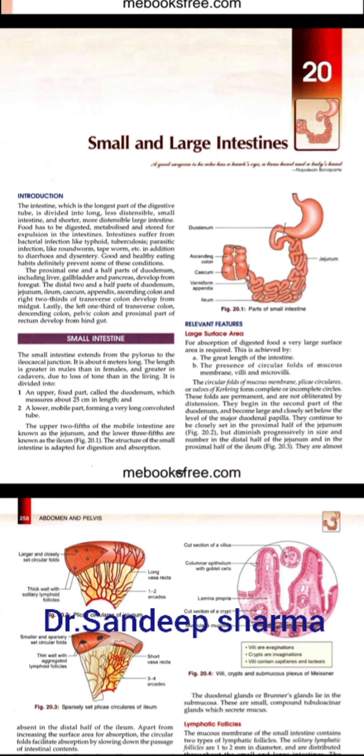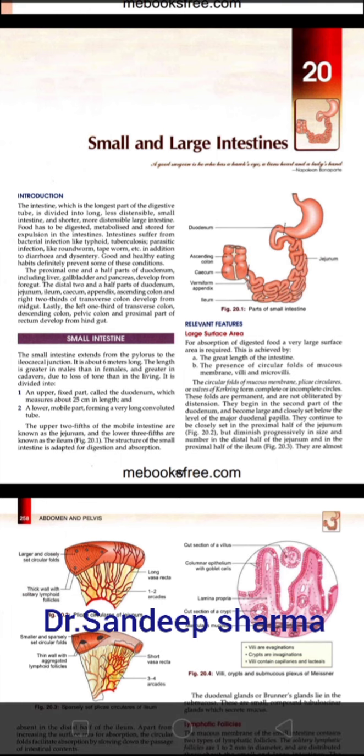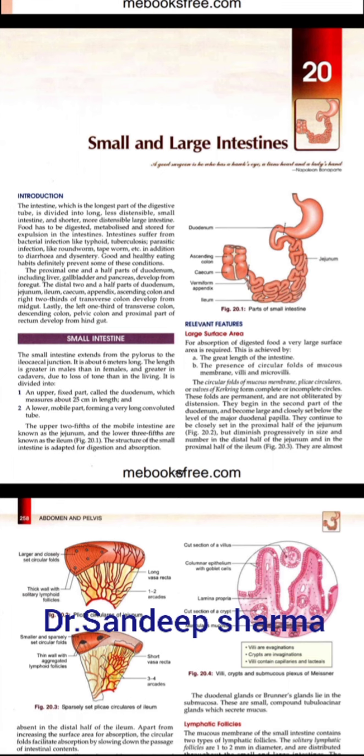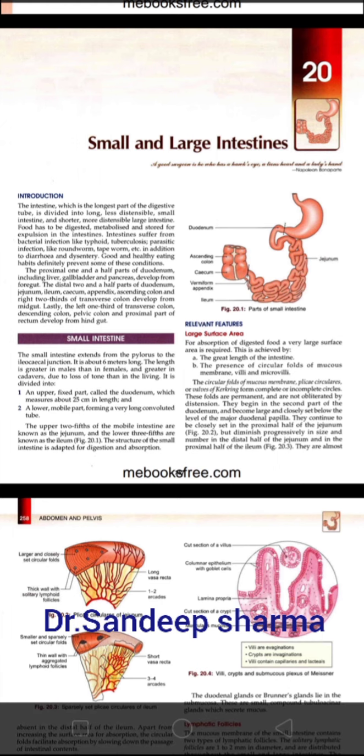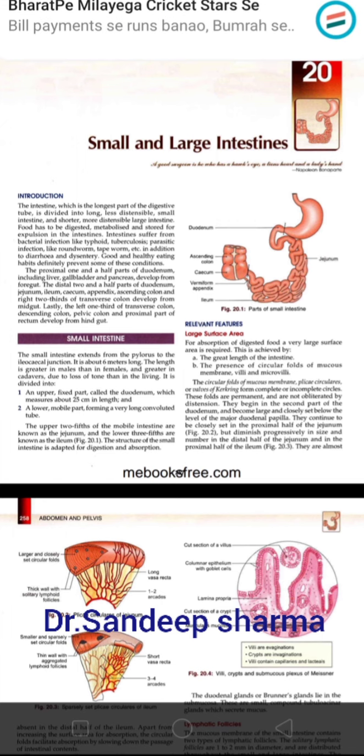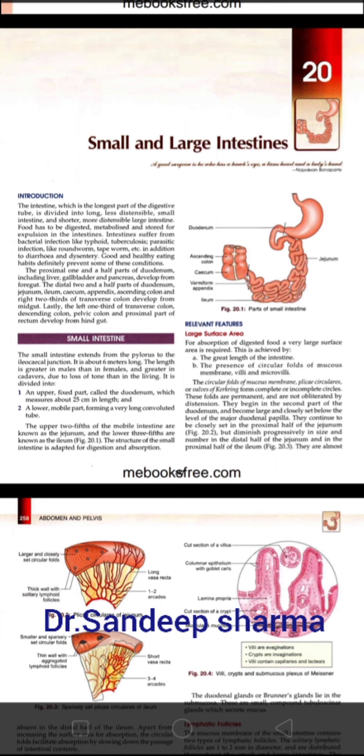Next, why is the intestine clinically so important? Because many infections like typhoid, tuberculosis, parasitic infections, roundworm infections, tapeworm infections, diarrhea and dysentery all have their seat in the intestine region only. We will discuss the parts of the small intestine and its divisions in the next slides.